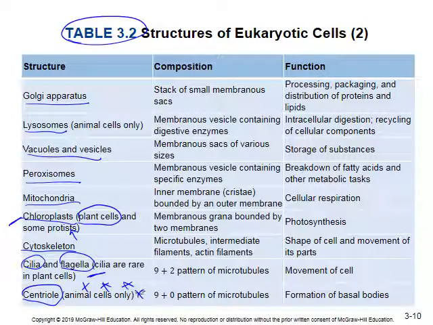So they make a good highlight here, right? So centrioles are going to help with division. So you're only going to see these in animal cells.